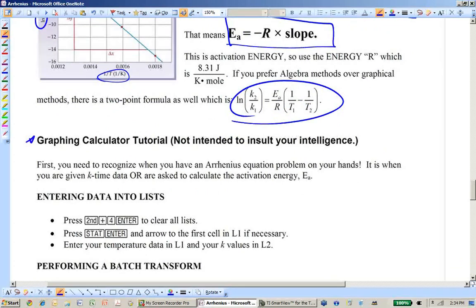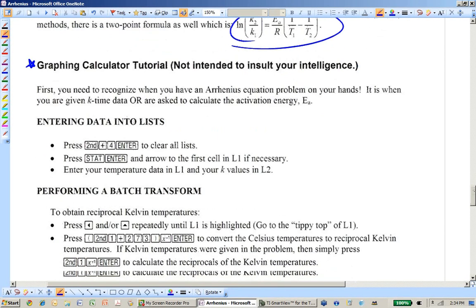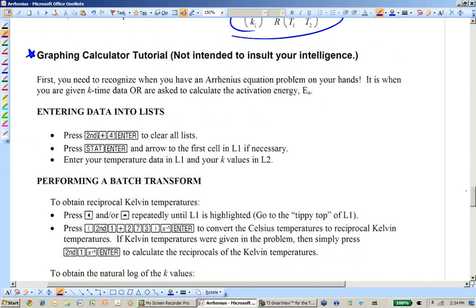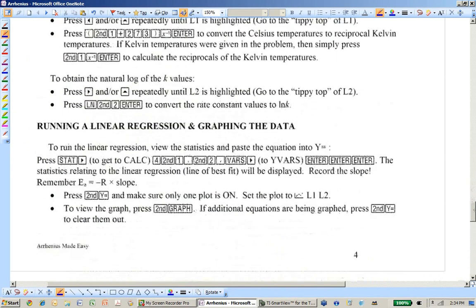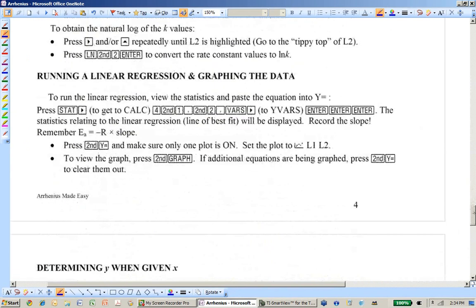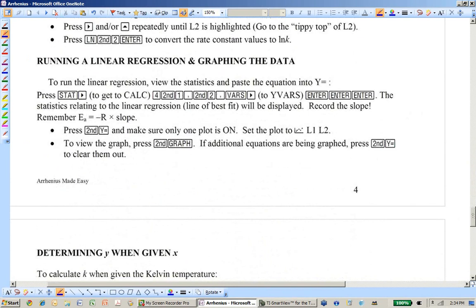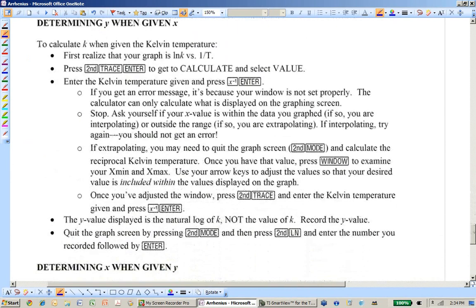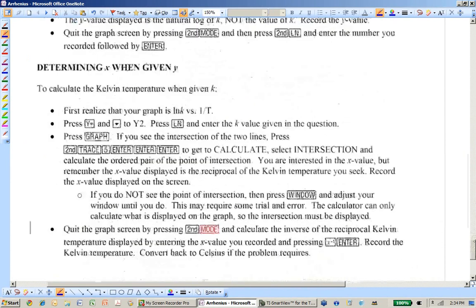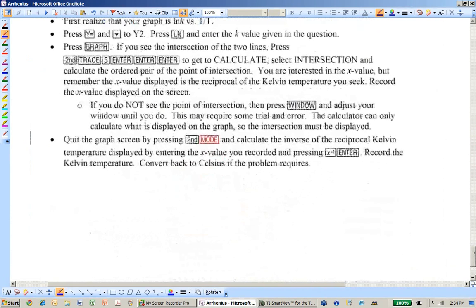Now at this point, I give you a full graphing calculator tutorial, not intended to insult your intelligence, but you people lose things. You misplace things. So this is just the quick and dirty. Here's how you enter data into lists. Here's how you perform a batch transformation. Here's how you run a linear regression and graph the data. Here's how you determine y when given x. Here's how you determine x when given y. This is all on the handout that is on the wiki page.